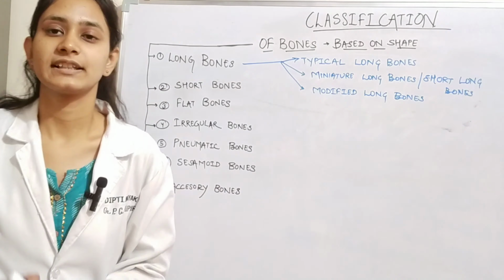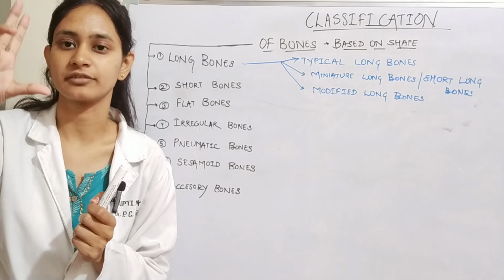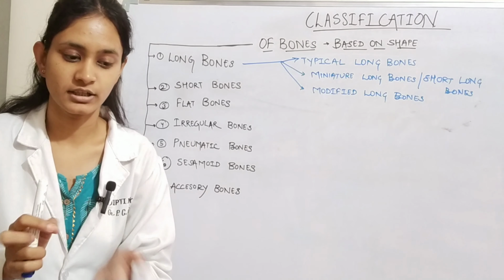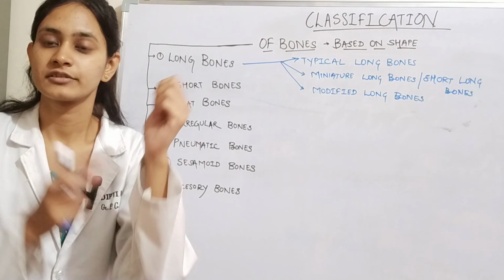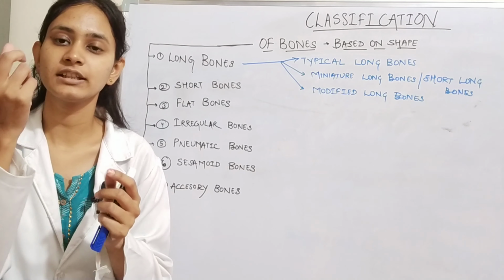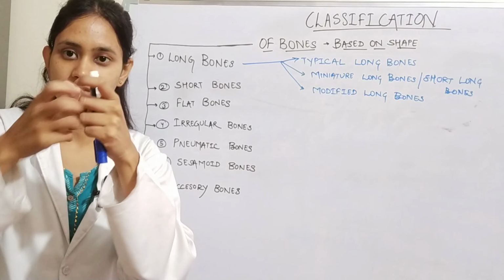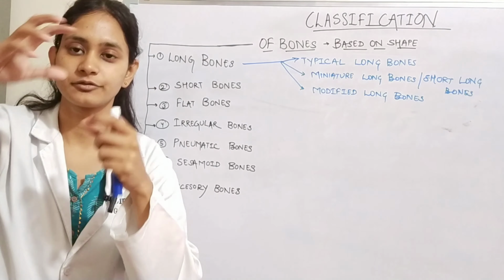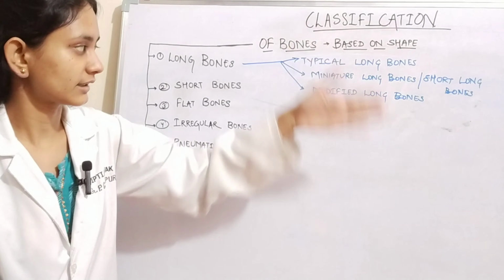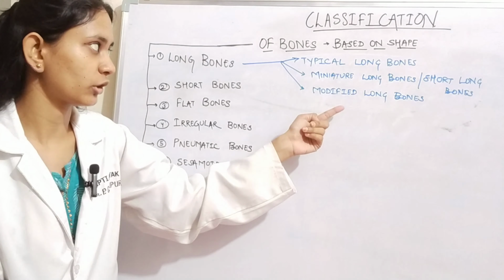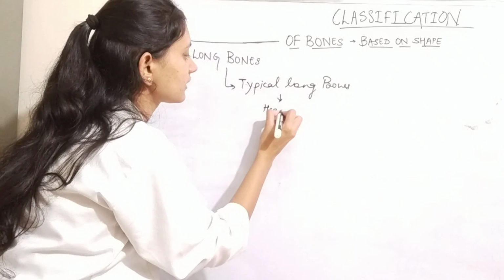Long bones basically have a head, the base of the bone, and a shaft. If you look carefully at humerus or femur or tibia, fibula, or radius, ulna, which we have discussed before, you will see that all these bones have a shaft kind of thing, like the base and the head. If you imagine a bone, all these are long bones, and then again they are divided into typical, miniature, and modified long bones. They include your head, base, and shaft.